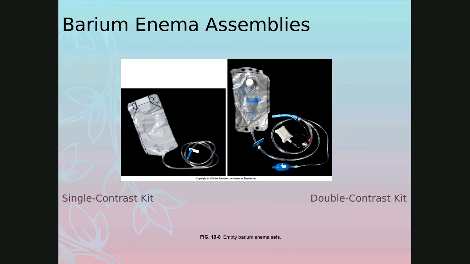So this tubing delivers the barium at the radiologist's discretion. This one delivers air. So double contrast, single contrast. 2,500 cc's, 1,500 to 2,000 cc's. Positive contrast only, positive and negative contrast.